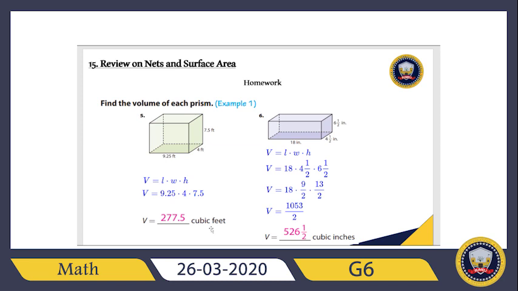Let's go to the second example. It's a prism, and it is also a rectangular prism, again because the base here is a rectangular shape. So what is the volume again? Length times width times height, L times W times H. Now the length is 18 inches, the width is 4.5 inches and the height is 6.5 inches.